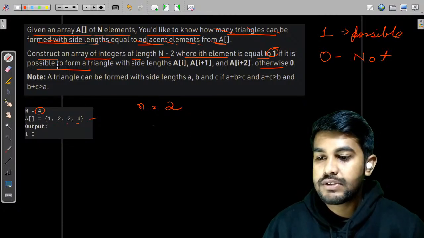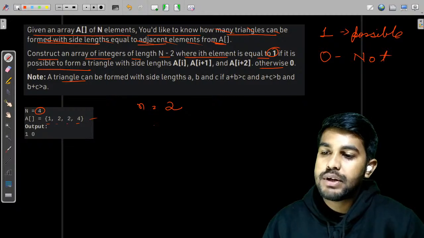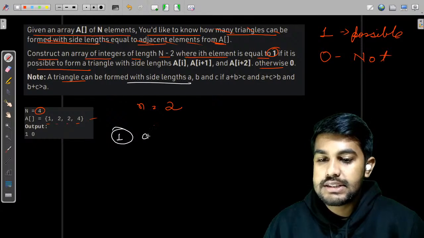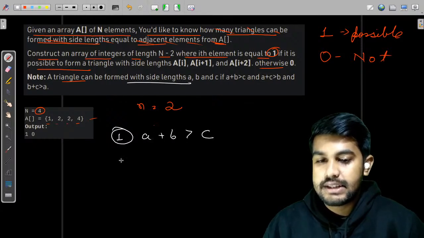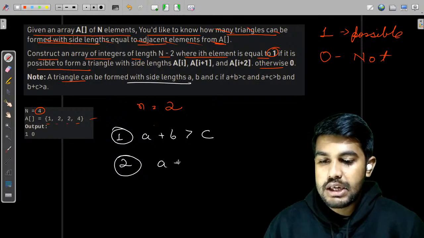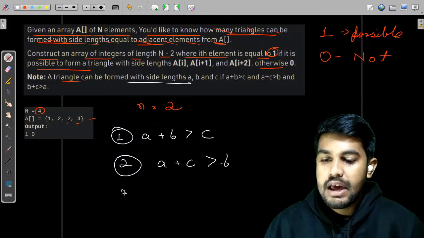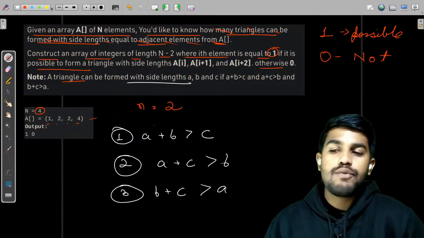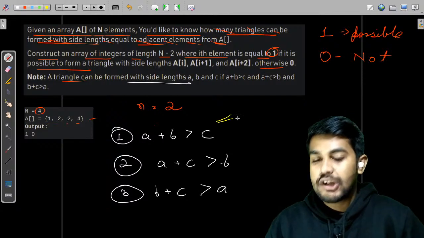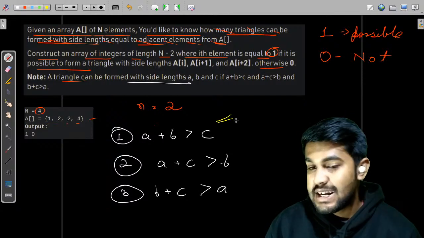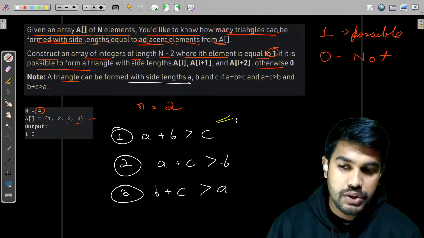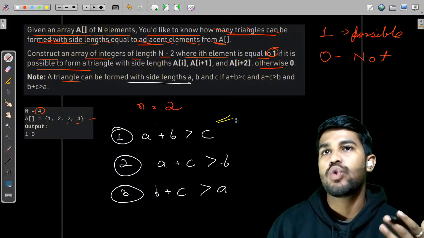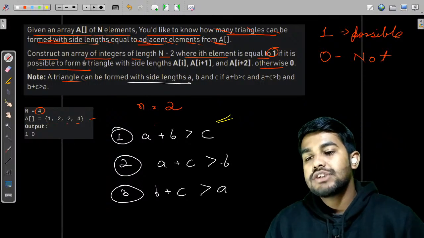We are fine enough. So a triangle can be formed with side length A, B, C if the first condition is A plus B is greater than C, and the second condition is A plus C is greater than B, and the third condition is B plus C is greater than A. So even if these three conditions were not given, it is recommended that you please learn these three properties of a triangle, because it is a very common question. This problem appeared in a Codeforces contest too. Fair enough.